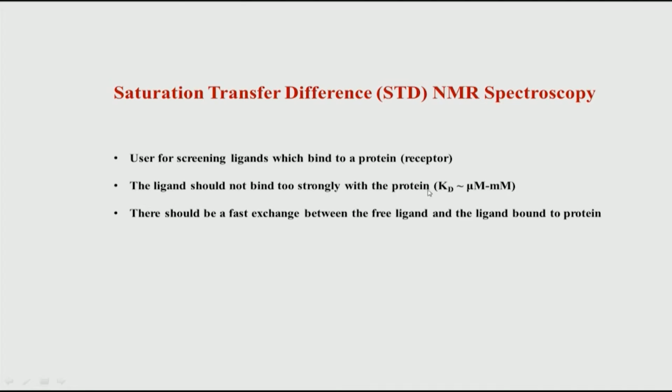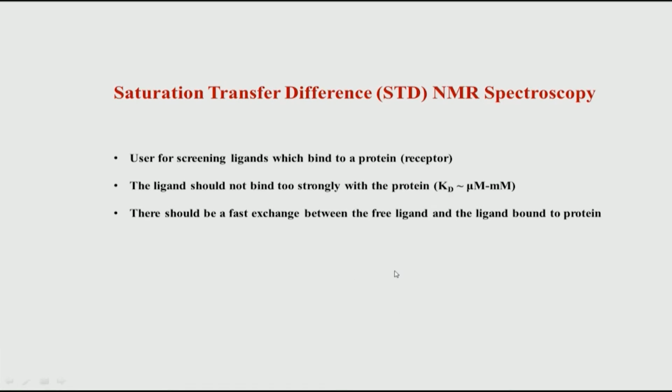What is the consequence of having a weak binding, a weak dissociation constant? The consequence is that the molecule now exists in fast exchange between the ligand and the protein. That means the ligand which we are trying to screen will not be tightly bound; it will exchange rapidly between the bulk free form in solution and the ligand-bound form. This is exactly what we want to exploit in STD NMR to figure out which of these thousands of ligands bind.